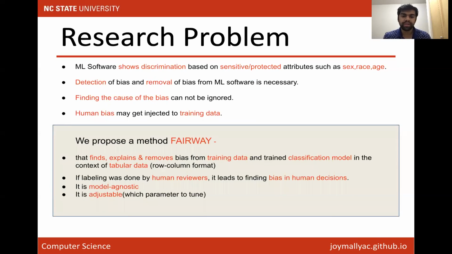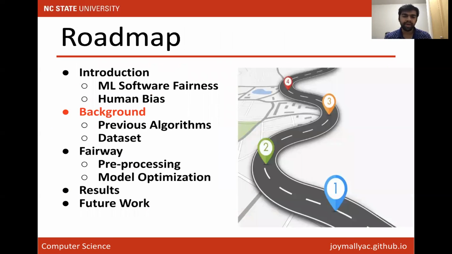model. Here we are using only tabular data. If labeling was done by human reviewers, it leads to finding bias in human decisions. Our method Fairway is model agnostic and it is adjustable. The next part is background.